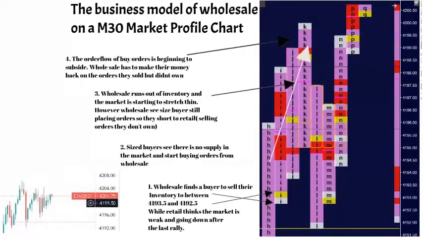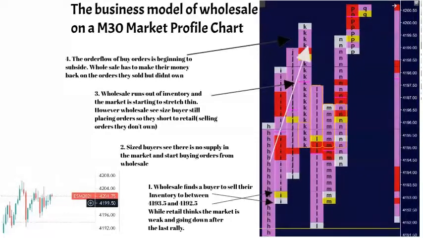Size buyers see that there is no supply. So this is one buyer, right, who started bringing the market back up, right? His friends, the other size buyers, see that there is no supply in the market and start buying orders from the wholesale too, right? Bringing the market up, bringing the market up. And while they're getting into position, what's going to happen is this buyer right here probably took the market from 4193.5 to, let's say for teaching purposes, 4194, right?